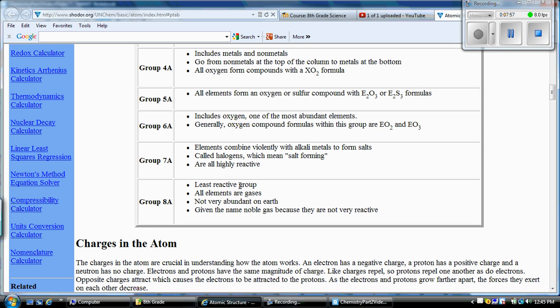So group 8A, they're the least reactive group. They're all gases, and they're not very abundant on Earth. I mean, we don't find them that often. Okay, and that's the name noble gas, because they're not very reactive.